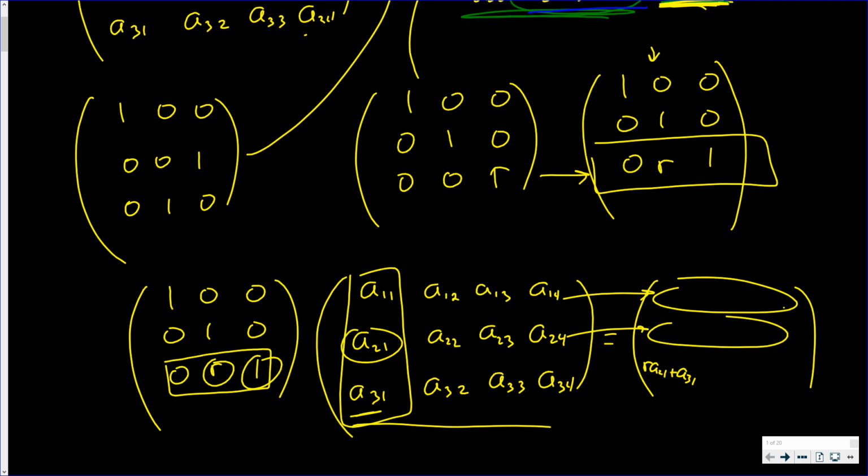Same game with the second column. The 0 is not going to contribute anything. And look at this. Row 3 is going to have R times the row 2 entry plus the row 3 entry. You're going to have R times A22 plus A32. Same game for the third and the fourth column.